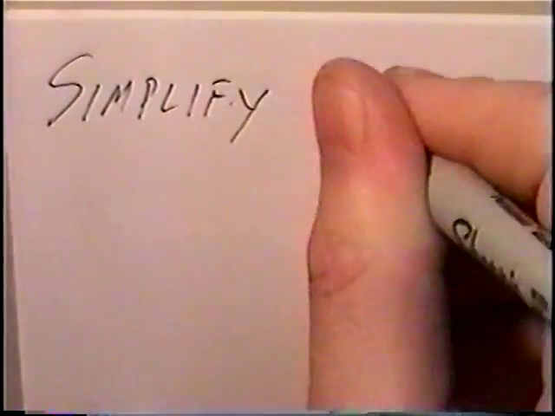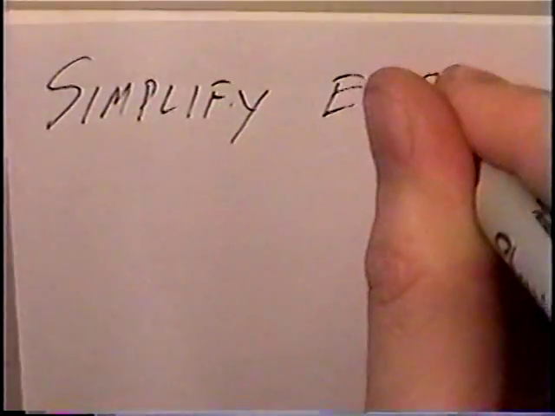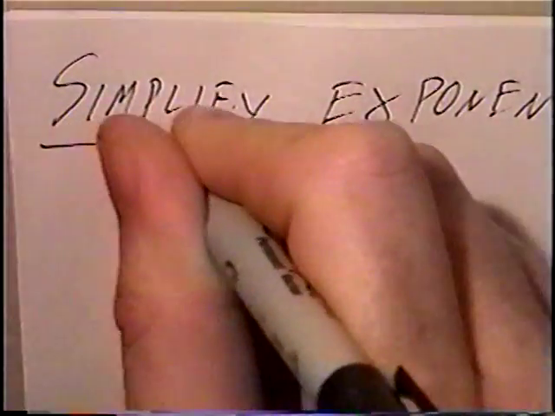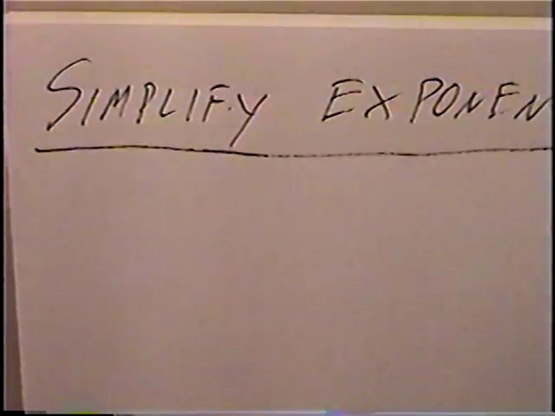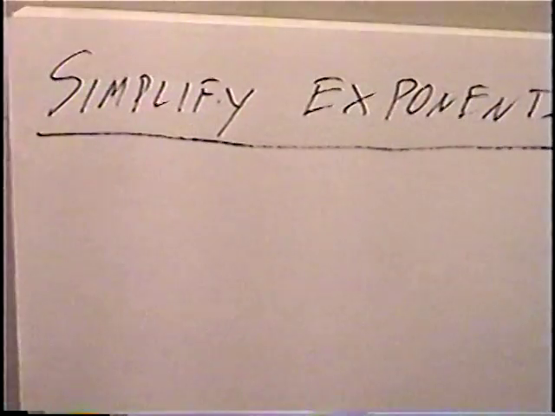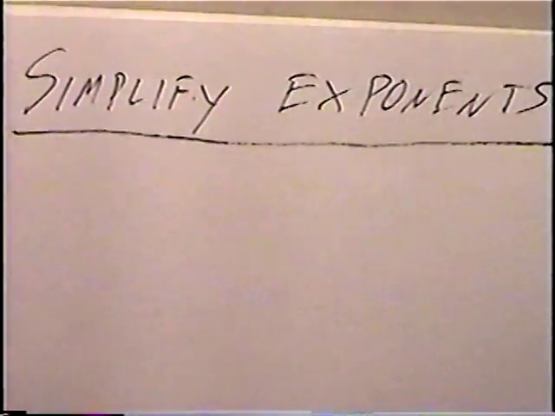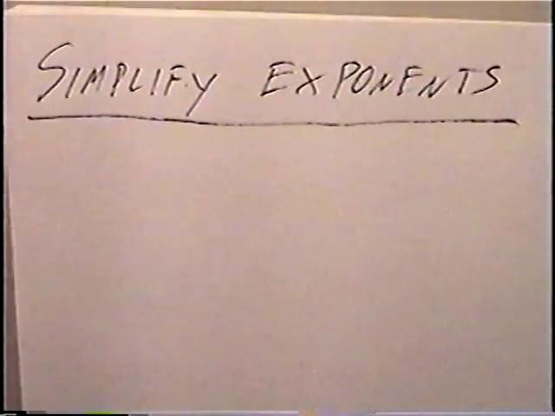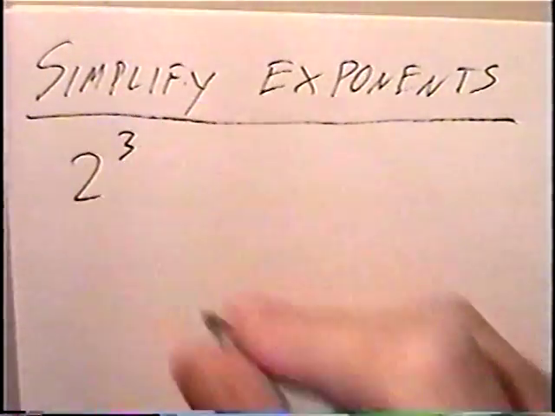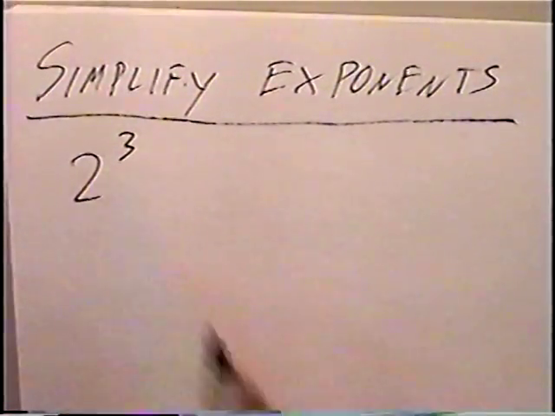Title of the first section today is Simplified exponents. In this section, we'll simplify expressions that have exponents. First problem is 2 to the power 3, or 2 to the third power.